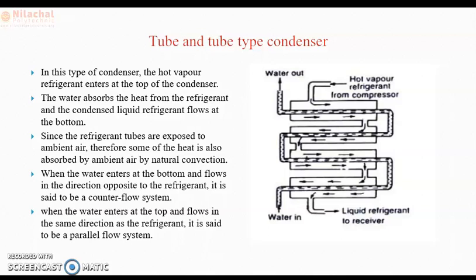The counter flow system is preferred in all water cooled condensers because it gives a high rate of heat transfer. Why? Because the coldest water is used for the final cooling of the liquid refrigerant and the warmest water absorbs the heat from the hottest vapor refrigerant. Therefore, the temperature difference between the water and the refrigerant remains fairly constant throughout the condenser. But in the case of the parallel flow system, the water and the refrigerant flow in the same direction. Therefore, the temperature difference between them decreases, and thus the ability of water to absorb heat decreases as it passes through the condenser.